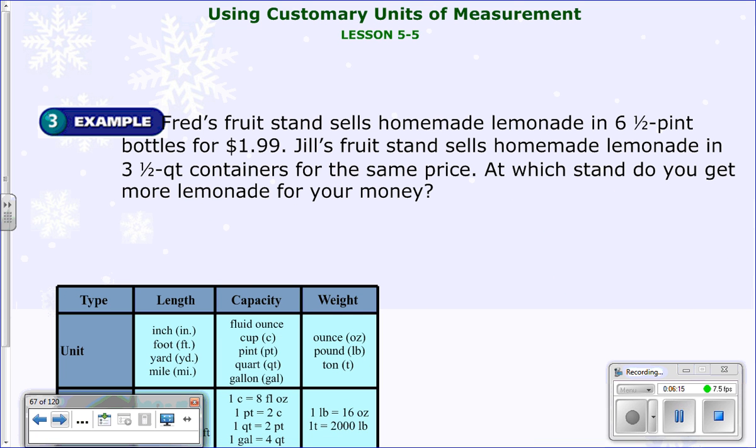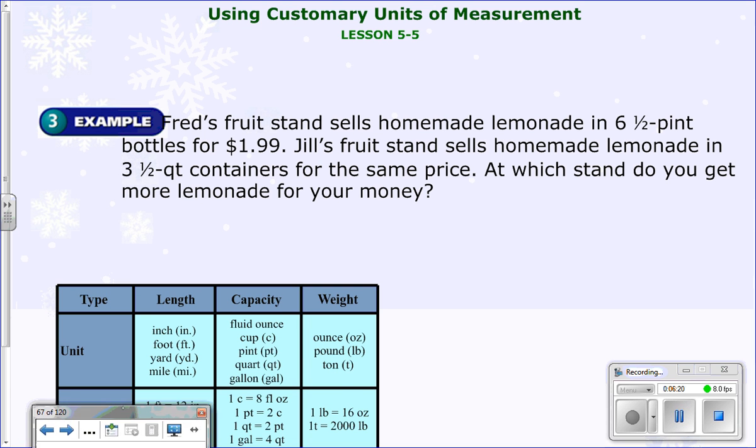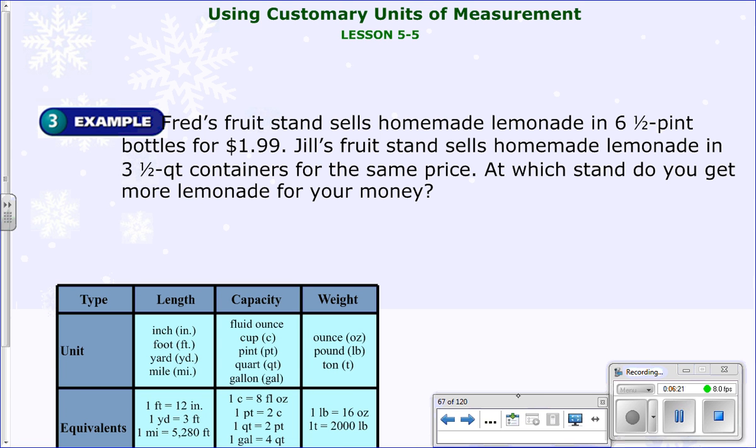Now, here we can take it a step further. We have those word problems, which we always seem to get. Can't have a math problem without them, apparently. So here, Fred's Fruit Stand sells homemade lemonade in 6.5 pint bottles for $1.99. Jill's Fruit Stand sells homemade lemonade in 3.5 quart containers at the same price. At what stand do you get more lemonade for your money?